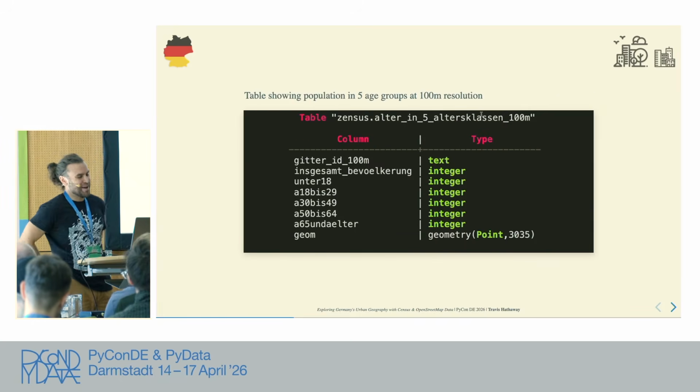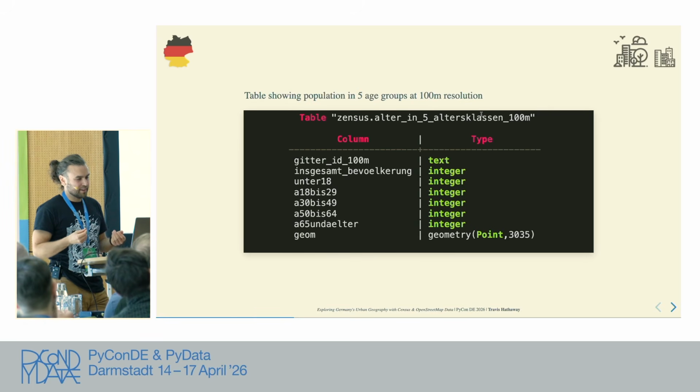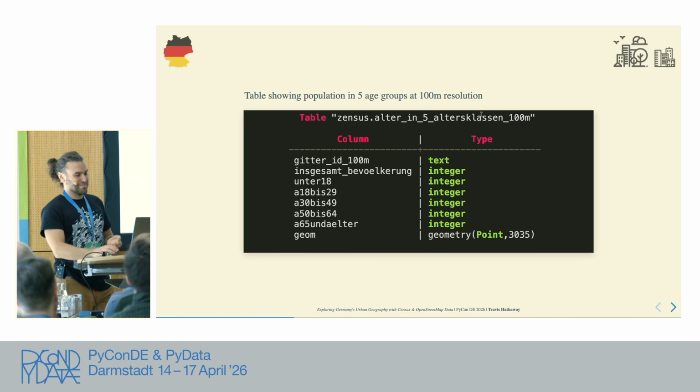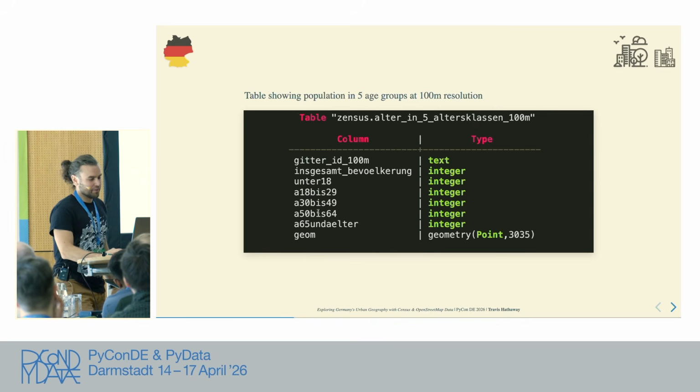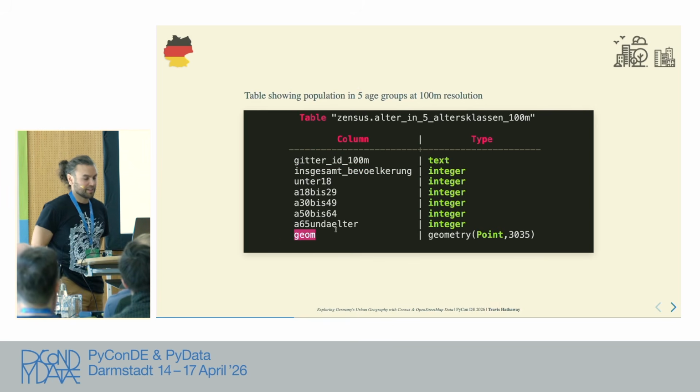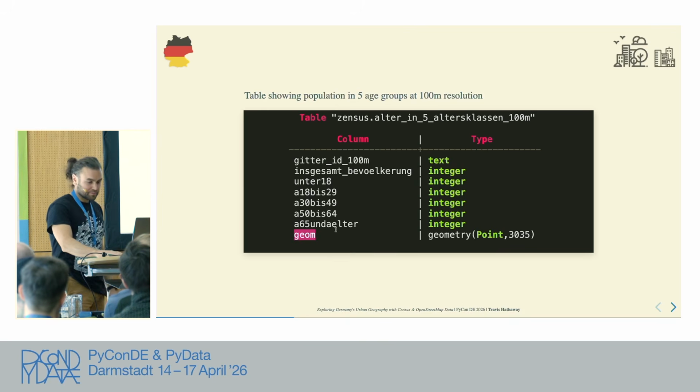Just kidding. But yeah, let's look at one of these tables. Right now, we're looking at the population in 5 different age groups at 100-meter resolution. It'll create these tables in the wonderful Deutsche Sprache. I didn't want to go through the trouble of translating because, hey, it's a German data set. What we have in here is the 5 different age groups. We also have the total population. And then we have the really important geom data point. That's how we're going to do our spatial analysis later.